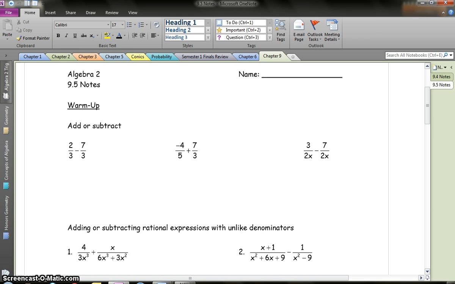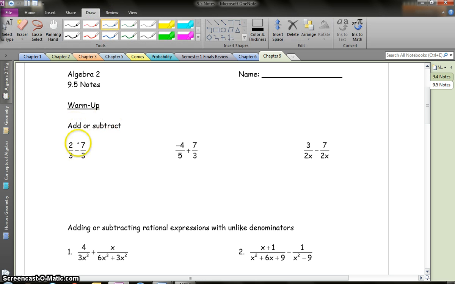Alright, so look at this. Let's go back and see what we remember. Now remember, when adding or subtracting fractions, you must have a common denominator. Once you have a common denominator in place, we just add or subtract the numerators. So 2 minus 7 in this case would give me negative 5 over 3. That's it. In the event you have to reduce, you could do so.